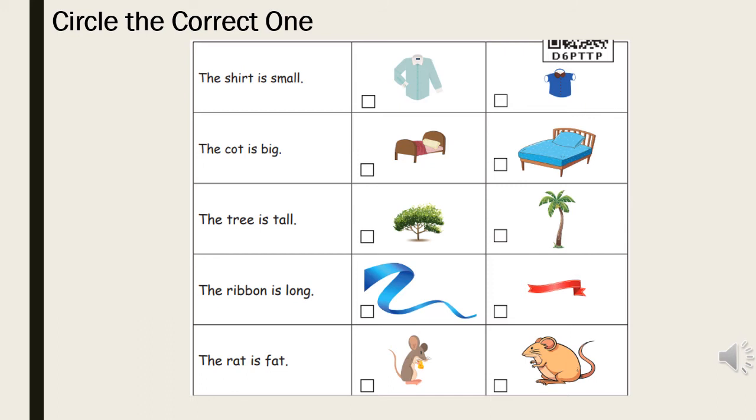Okay, this is the continuation of the opposites. Here you have two choices and there is a sentence. The shirt is small. Basically, the child has to recognize the correct picture. So, the shirt is small, the cot is big, the tree is tall, the ribbon is long, the rat is fat. So, make the child understand what it is and ask them to circle the correct option.